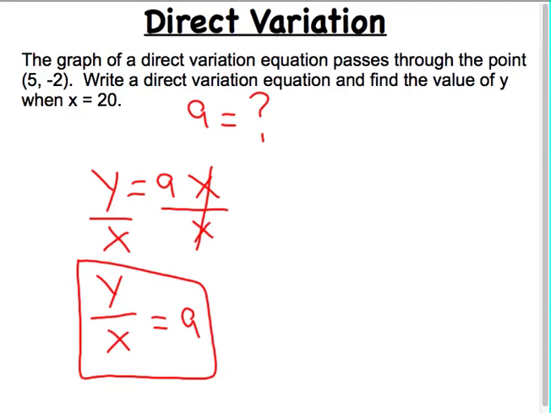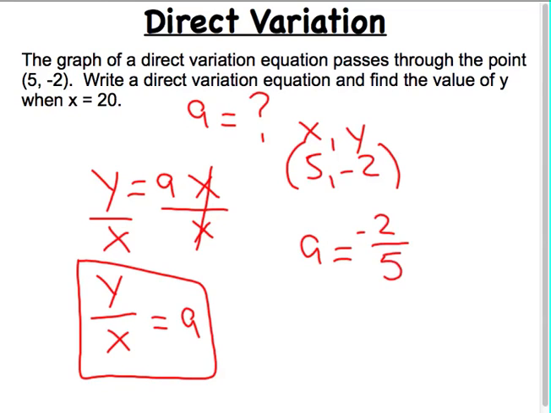So let's look at our example, 5, -2. That is x comma y. So A equals -2 over 5. So our equation is, just like before, solving for A is not enough. You've got to write your equation.